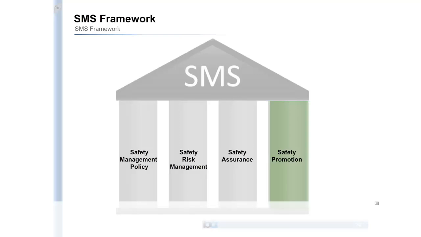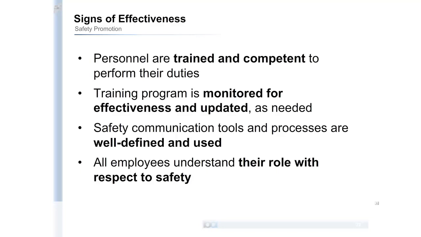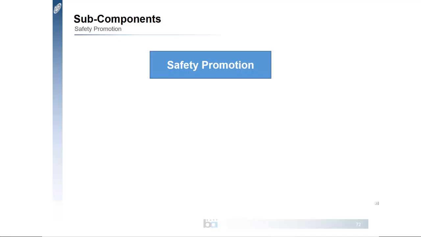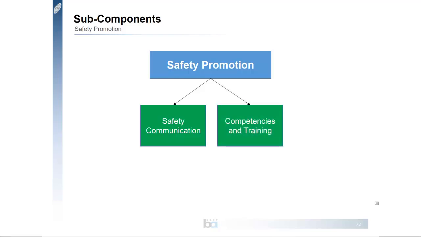Component 4. Safety promotion. Signs of effective safety promotion include: personnel are trained and competent to perform their duties; the training program is monitored for effectiveness and updated as needed; safety communication tools and processes are well defined and used; and all employees understand their role with respect to safety. Safety promotion can be broken down into two subcomponents: 1. Safety communication. 2. Competencies and training.